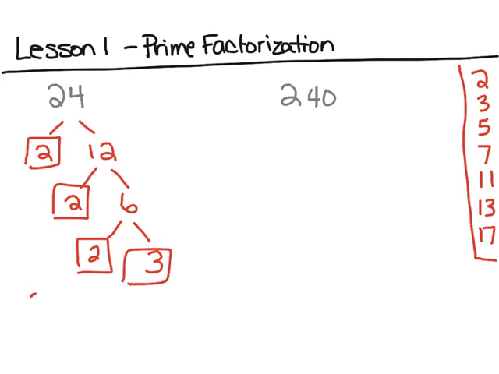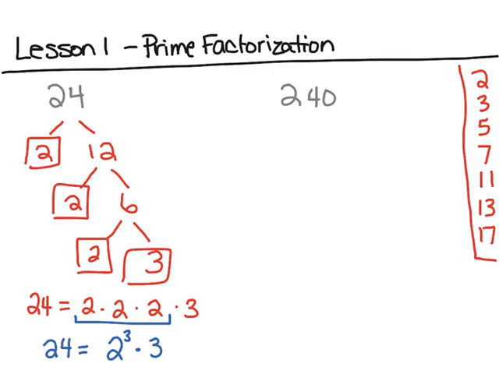So 24 can be written as 2 times 2 times 2 times 3. And we want to write it in simplest form, which means we want to write it with exponents. So when we have 3 2's, that's the same as 2 to the power of 3 multiplied by 3. So this is its prime factorization.